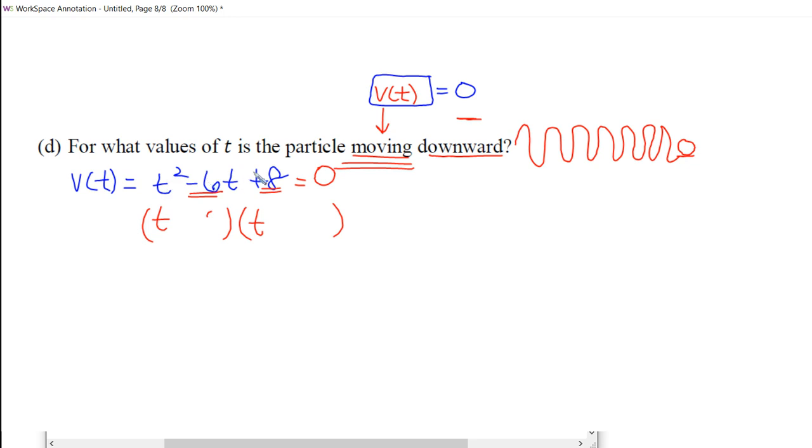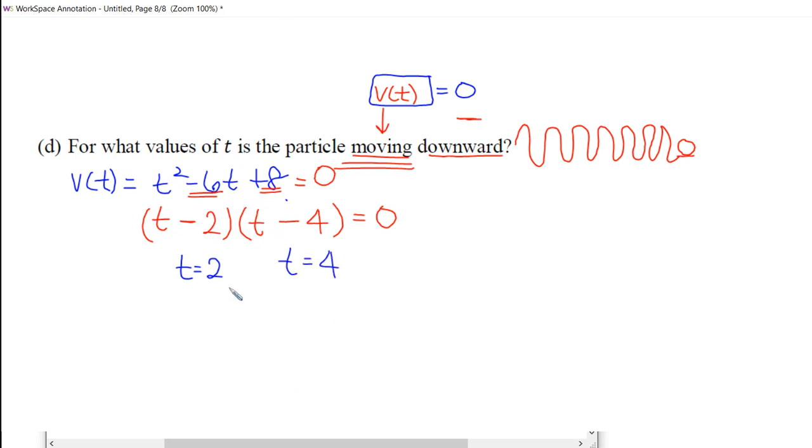I know 2 times 4 gives us 8, but they both need to be negative because it needs to multiply to give us 8 and add to give you negative 6, equals 0. And once we get here, we can set both of these equal to 0. So t equals 2 and t equals 4.